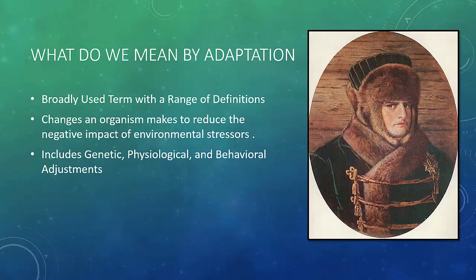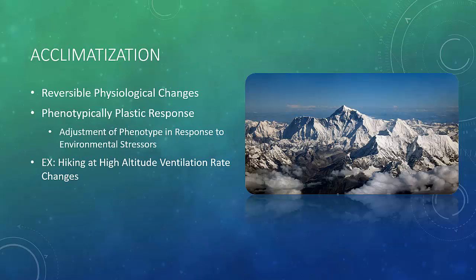So the term is used broadly and has a wide range of definitions. Simply, it is understood as a category that encompasses changes an organism makes to reduce the negative impact of environmental stressors. And this includes genetic, physiological, and behavioral adjustments. All right, so types of adaptation can be thought of as a spectrum of permanence.